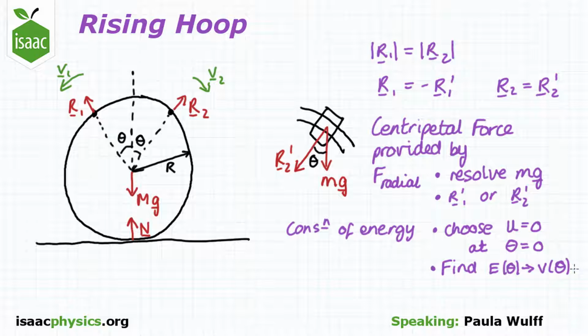Remembering that R1 and R1' and R2 and R2' have the same magnitude, we can now find the condition for the hoop to rise by resolving forces vertically and considering what must happen to big N as the hoop is lifted off the ground.